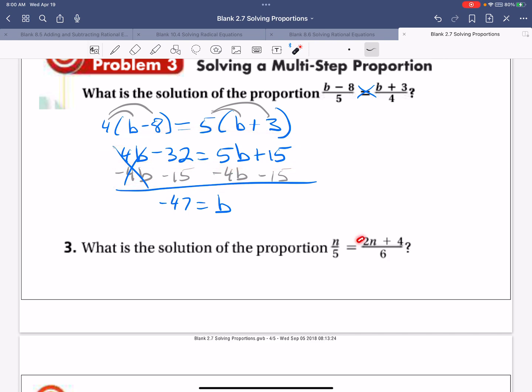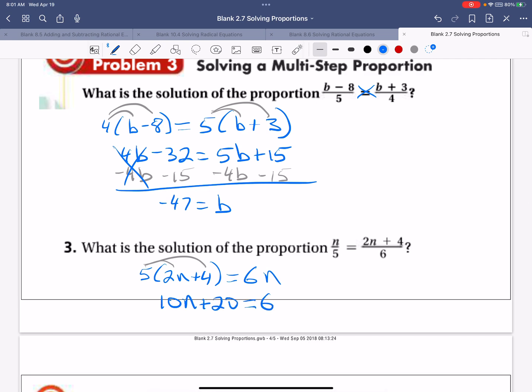Okay. This one, again, we will cross multiply. So we get 5 times 2n plus 4 equals 6 times n, or just 6n. Again, don't forget to distribute to both parts of the parentheses. So we'll do that, and we say 5 times 2n is 10n. 5 times 4 is 20. Then that's going to equal 6n. So we again have variables on both sides. So it's a little funky here because when we subtract 6n from that right side, we end up with 0 on that side. That's okay.